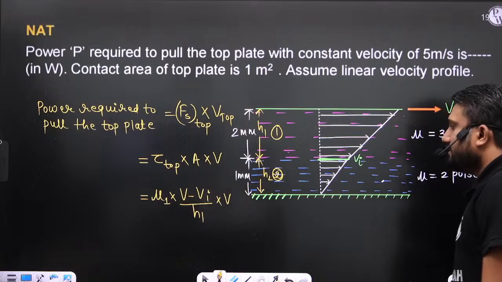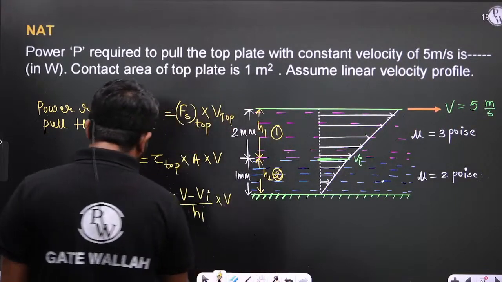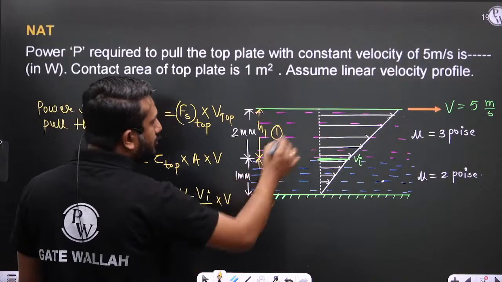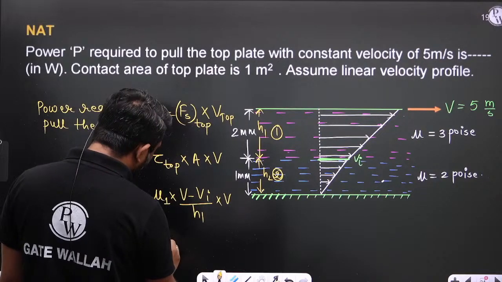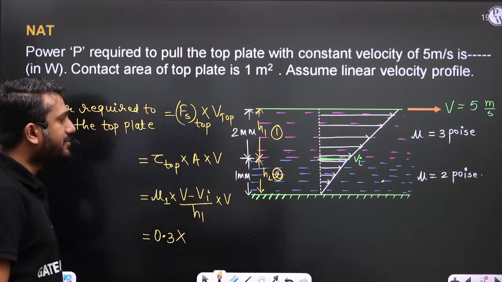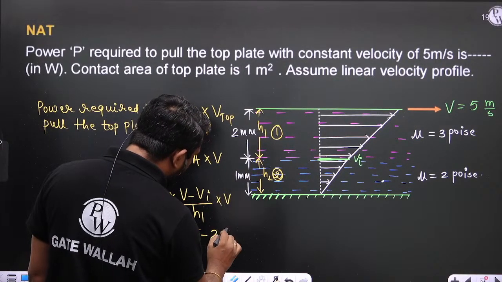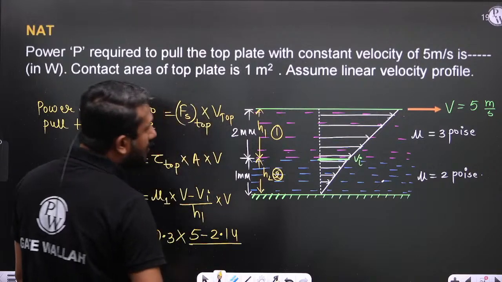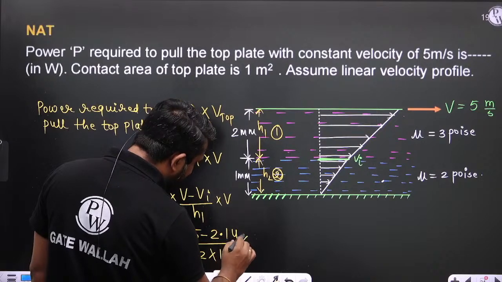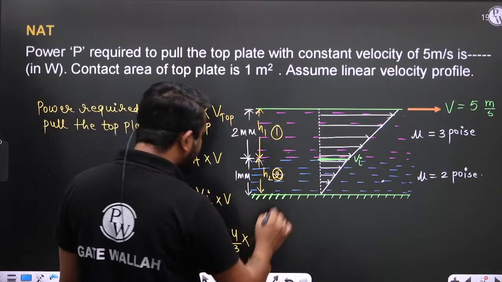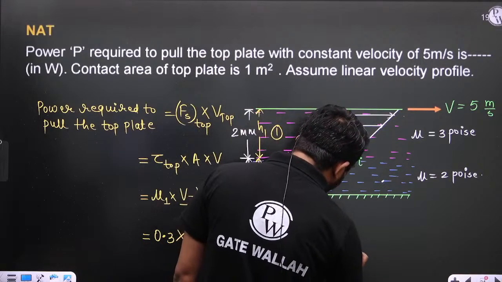And once you know the Vi, then you can easily calculate the power required to pull the plate. Now this is equal to mu1. So mu1 is 3 poise, which in SI unit is 0.3 Newton second per meter square, into V, which is 5, minus Vi, which we already calculated as 2.14, divided by H1, that is 2 mm, so 2 into 10 to the power minus 3, into V, which is 5. So calculate power, and that power you get in watt.